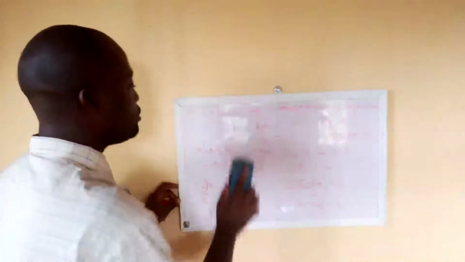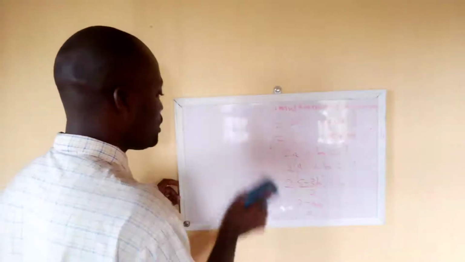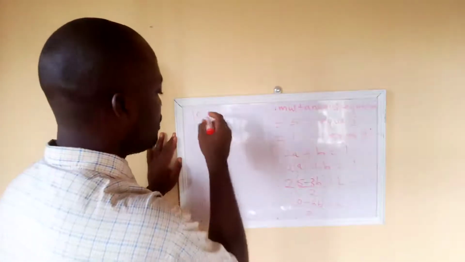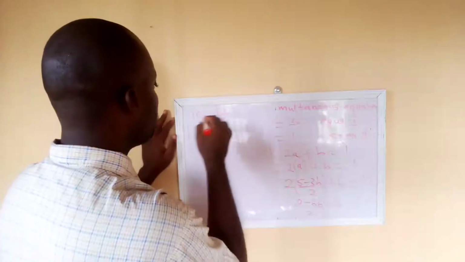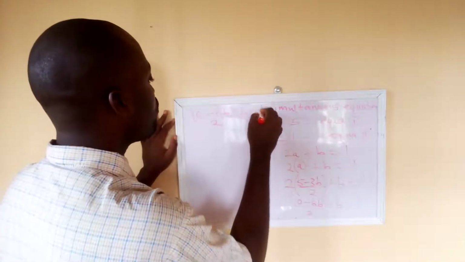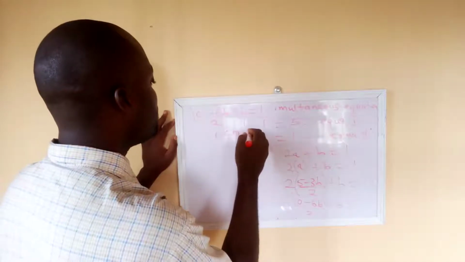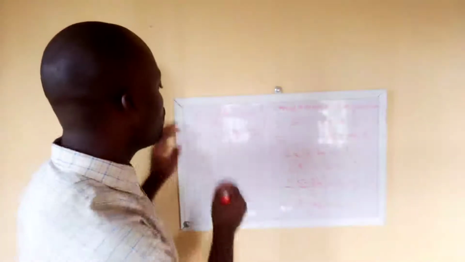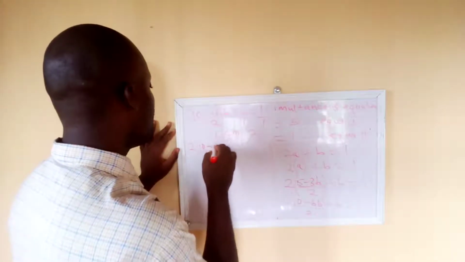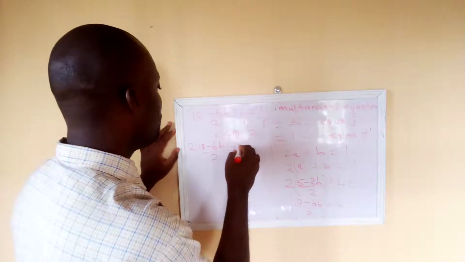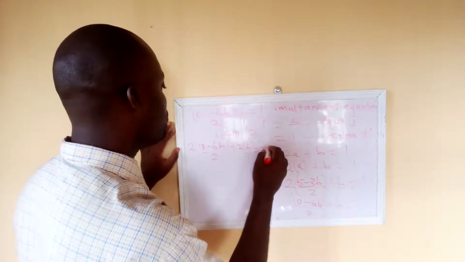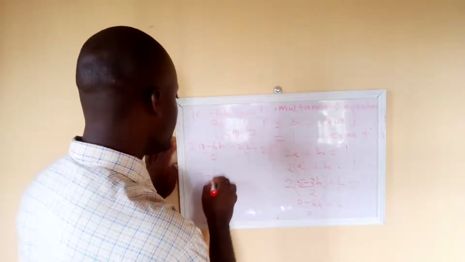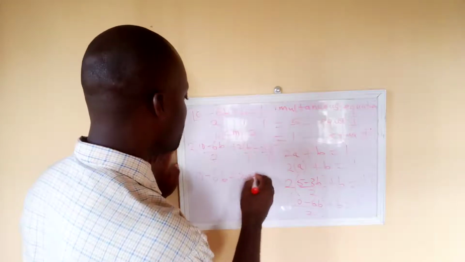So what are we going to do next? Let me clean this part. So we are going to have 10 minus 6b over 2 plus b equal to 1 over 1, b over 1. So the LCM is 2. After you get the LCM to be 2, then you multiply all through by 2. That is 2 into 10 minus 6b over 2 plus 2 into b over 1 equal to 2 into 1 over 1. So 2 cancels 2. What do we have left? 10 minus 6b plus 2 times b, 2b, equal to 2 times 1, 2.